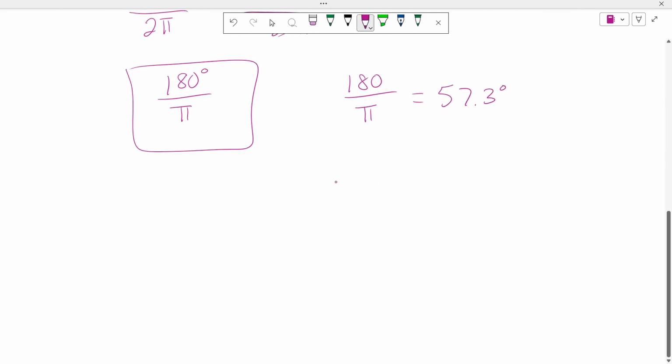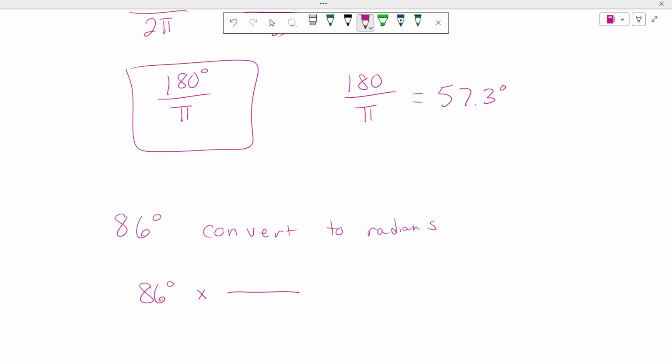So if you have an 86 degree angle and you're told to convert to radians, 86 degrees times what fraction? Now, if I multiply by 180 over pi, I get degrees times degrees, which is degrees squared over radians. So what I need to do is multiply by pi over 180 degrees.